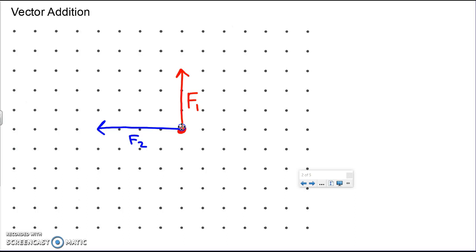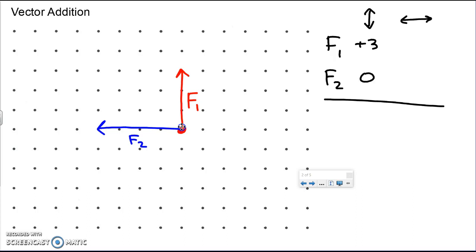Now let me show you a way, because this is a little bit weird to think about: how do I add up and left together? I'm going to show you. One of the ways I like to think about this is mathematically. This is maybe a good way to start, and then pretty soon you won't even need to use these tables anymore. So force 1 has got an up and down part that is positive 3, whereas force 2 has got no up and down part at all. That's 0 for force 2. Force 1 has got 0 for left and right, but force 2 has got negative 4 for left.